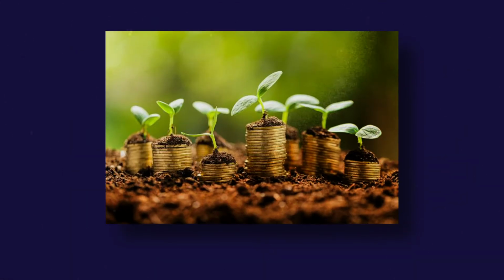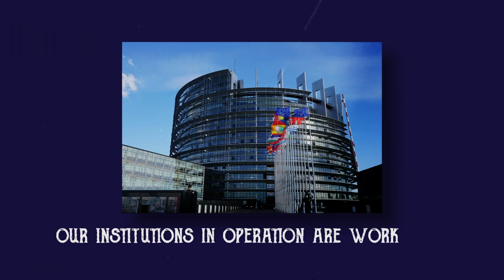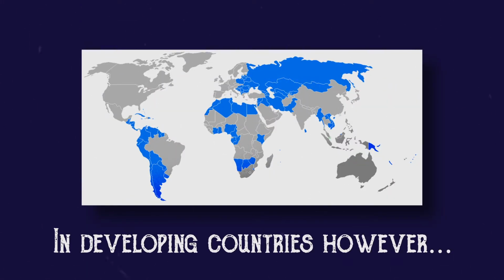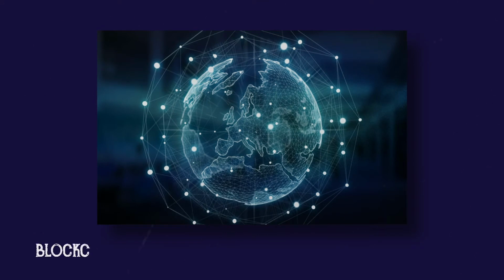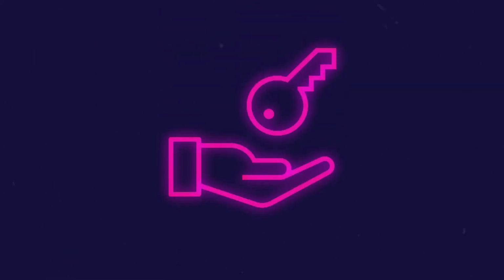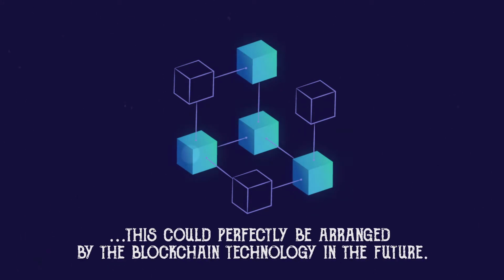In Belgium, we've been pampered and supported very well by the system. As a West European country, we belong to one of the most prosperous regions in the world. Our institutions in operation are working perfectly and are rather trustworthy. In developing countries, corruption is the standard. But we have to be able to look at things from a global perspective, since blockchain networks operate without borders. You have to see the world as a village. You can probably imagine that proving ownership rights is a lot harder as a rightful owner in, let's say, Nigeria than in Belgium. Then we speak about certain transfers of value. This could perfectly be arranged by blockchain technology in the future.